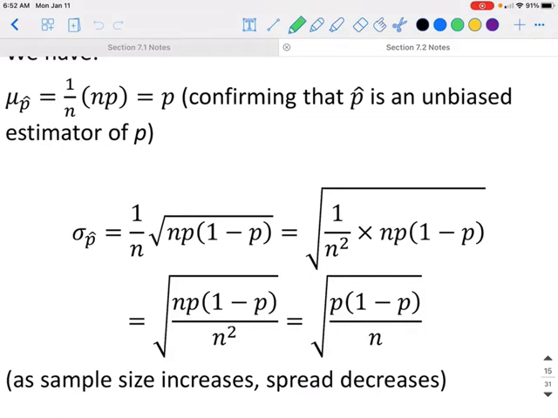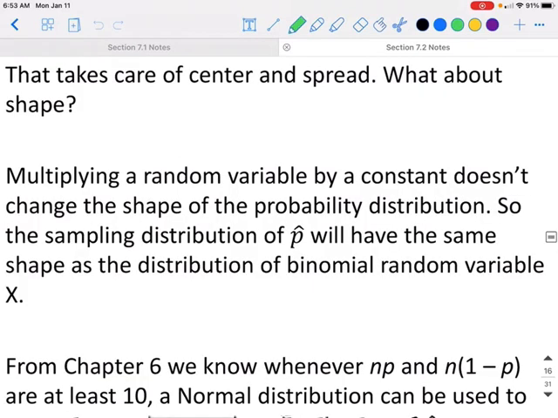We need to remember, as sample size increases, the spread will decrease. That's because our sample size is in the denominator, and so as that n value gets larger, it will make our fraction smaller. That takes care of our center and our spread, but what about the shape?